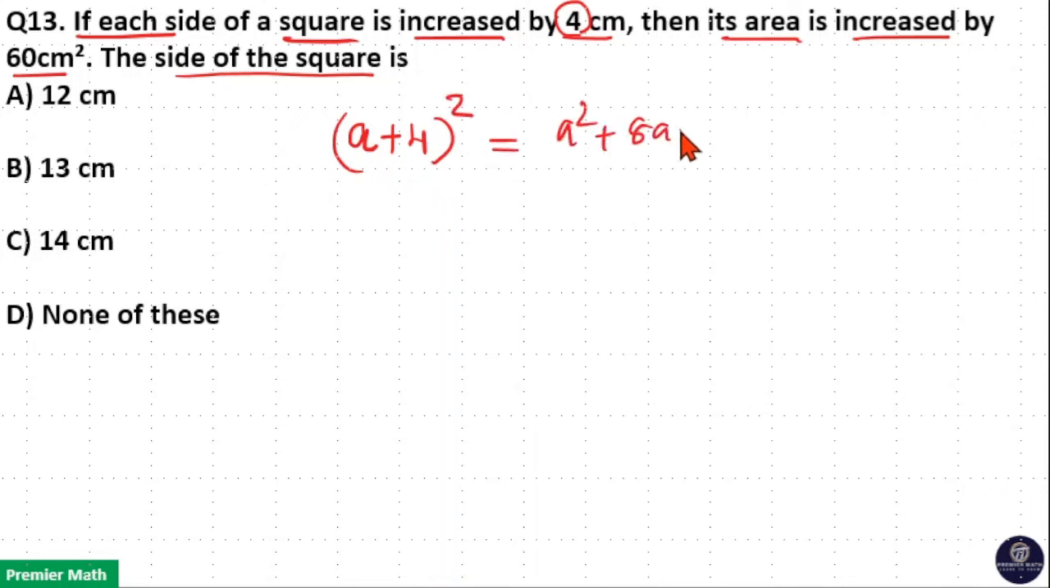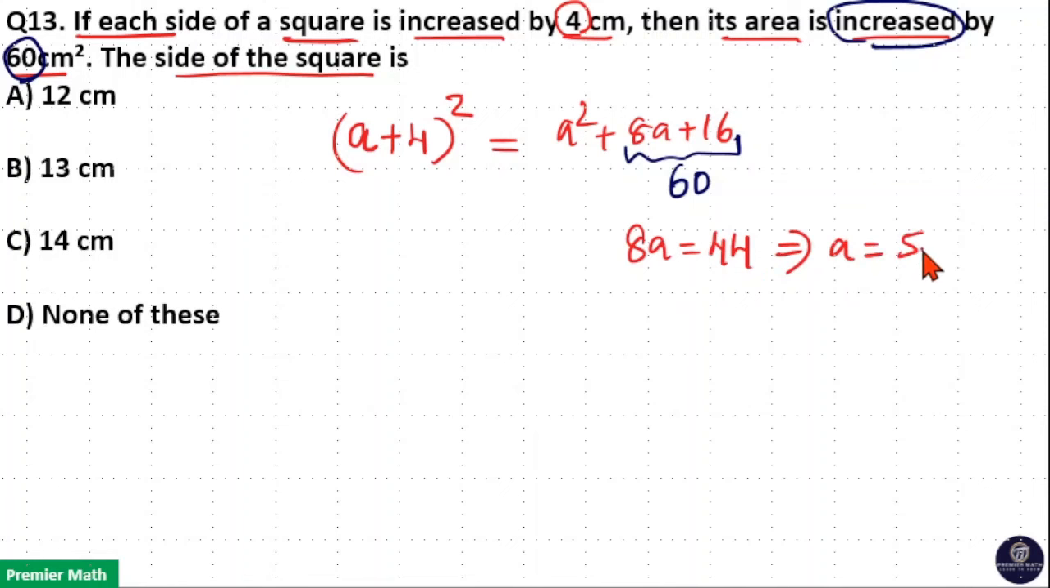Now you can see A square is the old area and the increased area is 60 centimeter square. That is 8A plus 16 is 60. Now difference between 60 and 16 is 44, which means 8A is equal to 44. Then A is equal to, 8 goes 5 times in 40. So 5.5 centimeter is side of the square. Here none of this, option D is your answer.